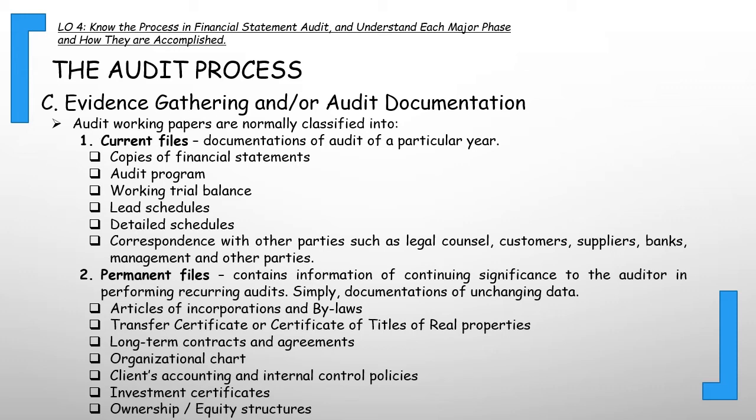Okay? So, bale, yung current files include audit documentation of audit of specific financial accounts. Okay? Micro, specific for the audit of the financial statements. Okay? Or for that particular year. While yung permanent files include audit documentation of audit client's company information as a whole. Macro, no? Doon natin ilalagay yung company information. Okay?